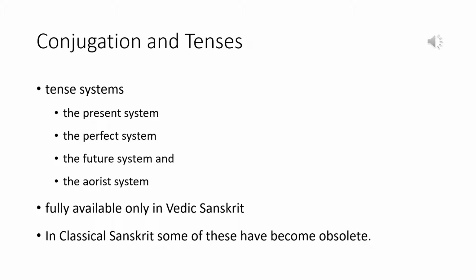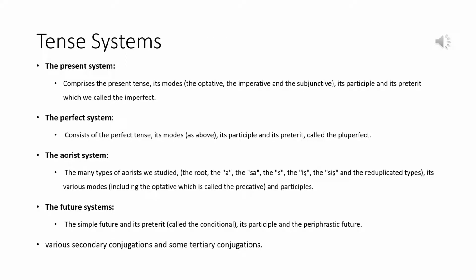Grammarians classify these various forms into what are called tense systems. There are 4 such systems: the present system, the perfect system, the future system, and the aorist system. These systems are fully available only in Vedic Sanskrit. Details of the various systems are given here.